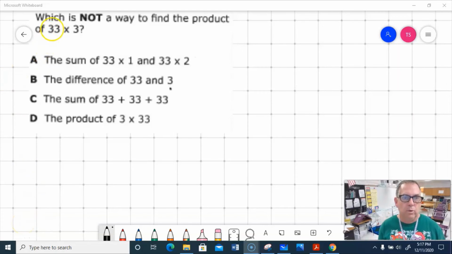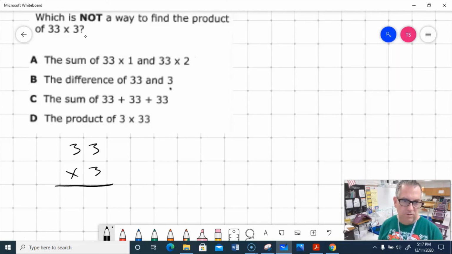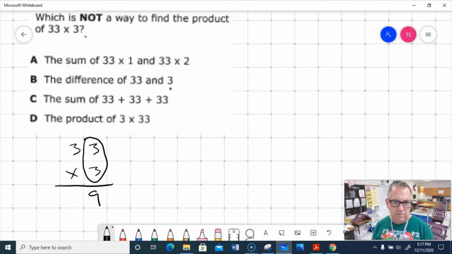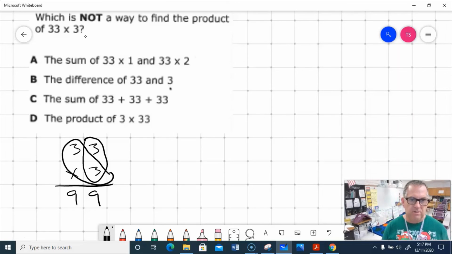Okay, which is not a way to find the product of 33 times 3. So first thing we'll do is go ahead and find out what is the product of 33 times 3. Okay, we'll check that using the standard algorithm. So that is 33 times 3. Using the standard algorithm, I'd multiply 3 times 3, and 3 times 3 is 9. And then I would multiply 3 times 30, and 3 times 30 is 90. So 33 times 3 is 99.